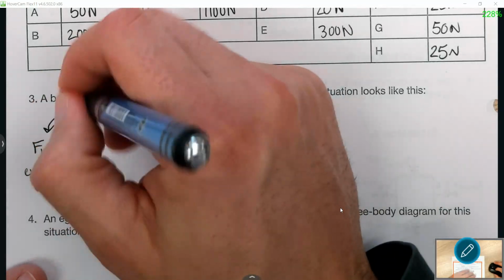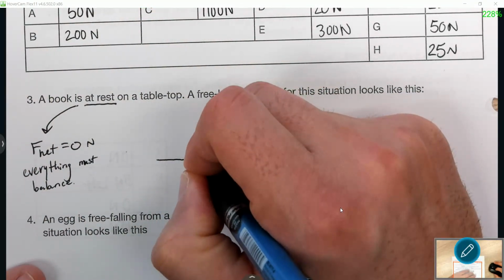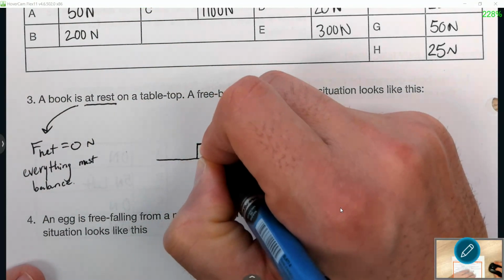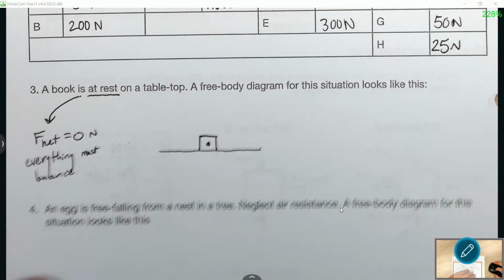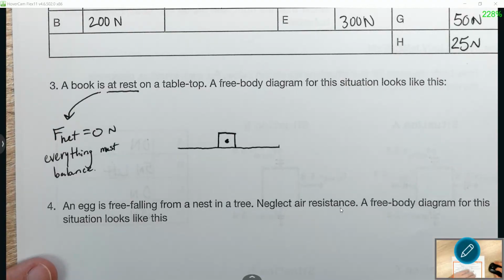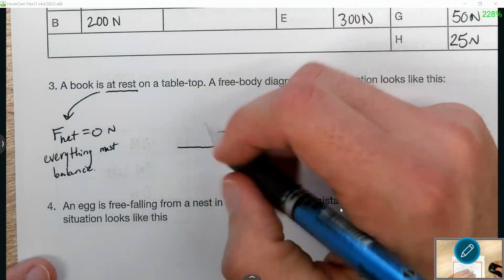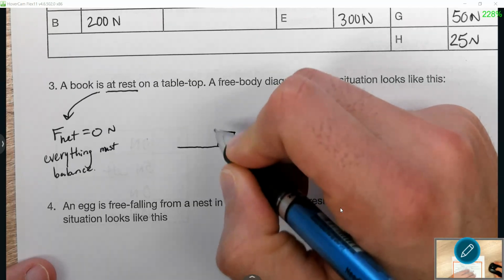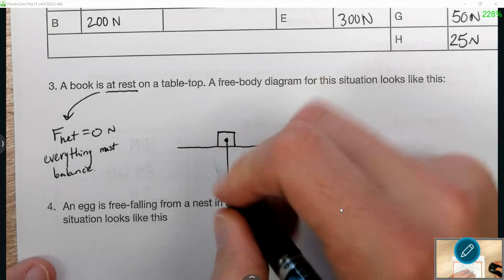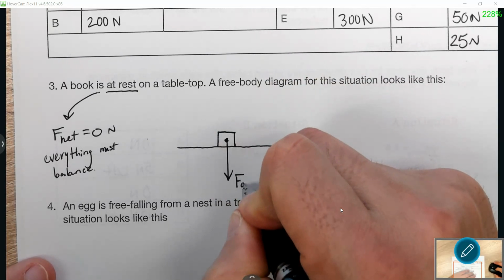Now, whatever our object is, the object is a book. So instead of always just drawing whatever the object is, we just draw a square with a little dot in the center. And from that center point, we make all this stuff come out of it. All right, so first thing you should always do is on your box, your square, your free body diagram, always we're drawing weight downward. Weight is Fg.